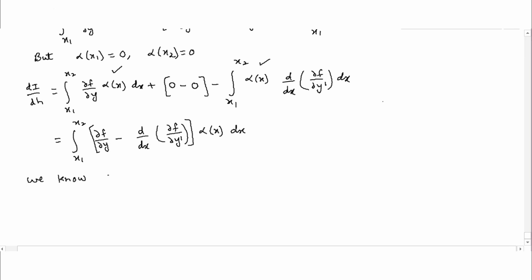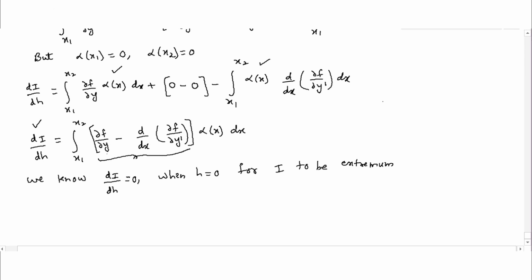So we know this value earlier itself. We have seen that dI/dh is equal to 0 when the value of h is equal to 0. So this condition is for I to be an extremum. Initially itself I have given this particular condition. So now on the left hand side you have dI/dh. This value will be equal to 0. When will this value be equal to 0? It will be equal to 0 only when this particular integrand is equal to 0, because the integral of 0 gives rise to the left hand side 0 value. Therefore the integrand should be equal to 0. So this particular value, ∂f/∂y minus d/dx of ∂f/∂y', should be equal to 0.